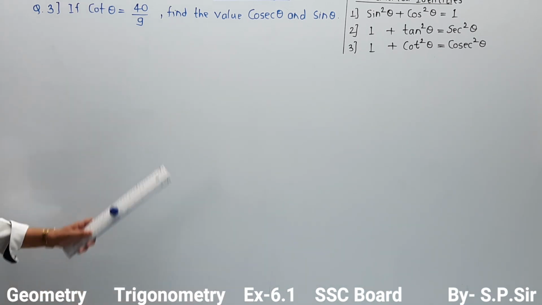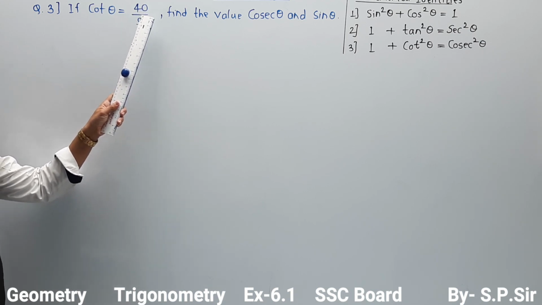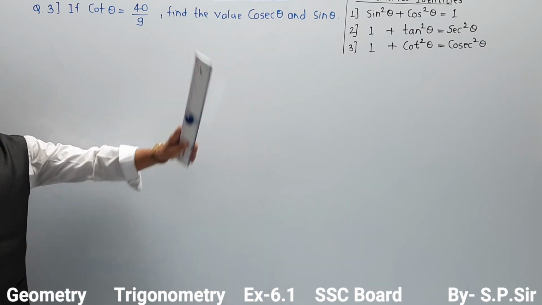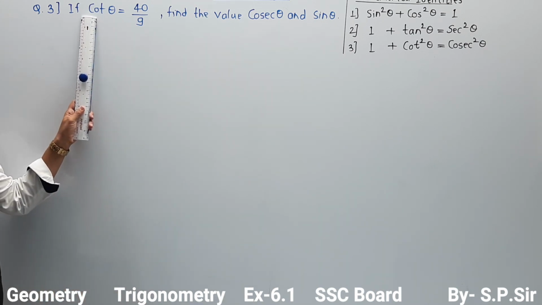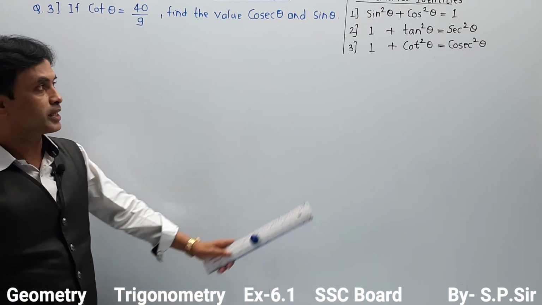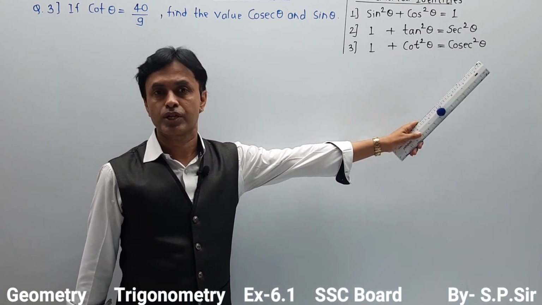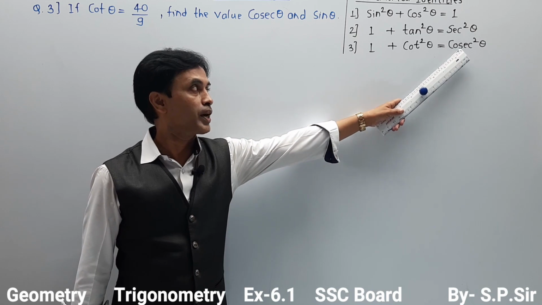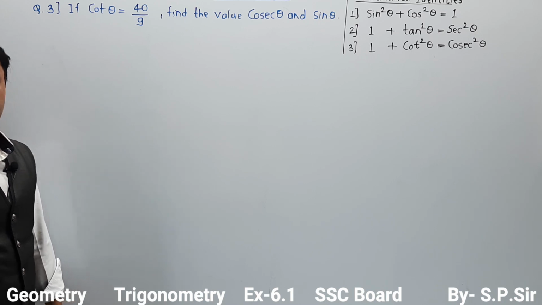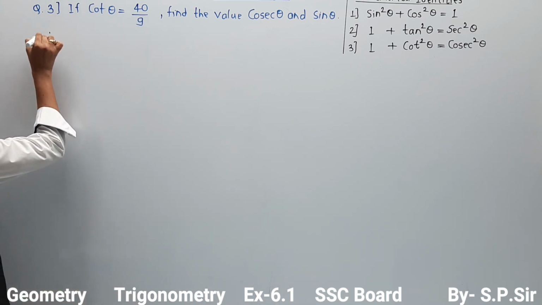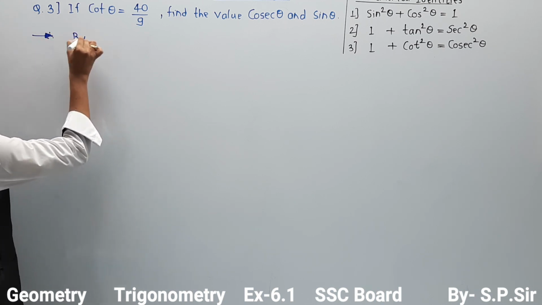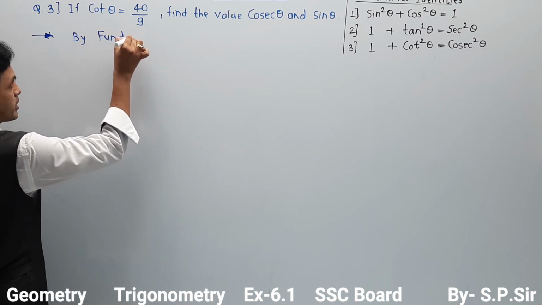Now according to the given numerical, if cot theta is equal to 40 upon 9, find the value of cosec theta and sin theta. They have already given the value of cot theta as 40 by 9. According to our fundamental identity, 1 plus cot square theta is cosec square theta. So we can use this property to find the value of cosec square theta, and with the help of cosec square theta, we can find cosec theta. So here, starting the answer, by fundamental identities.